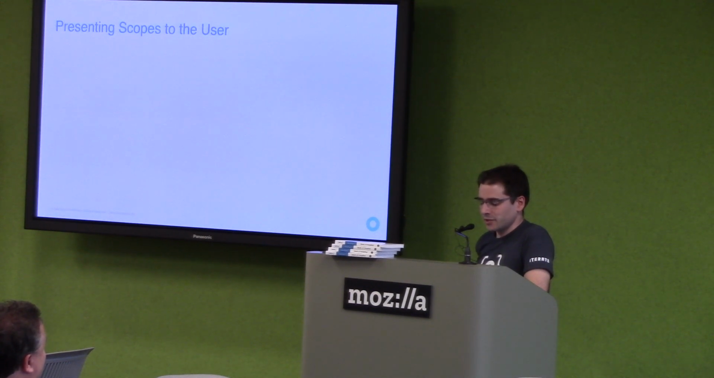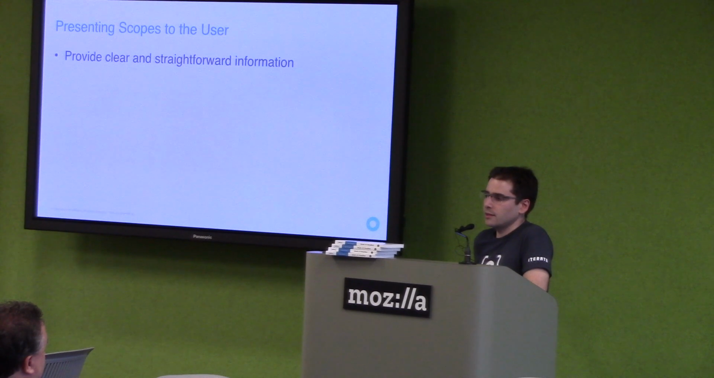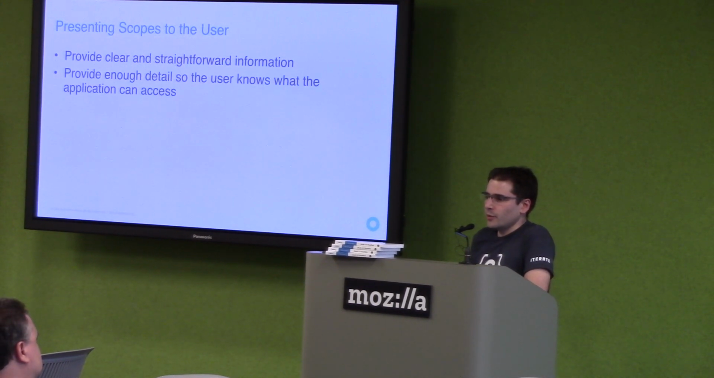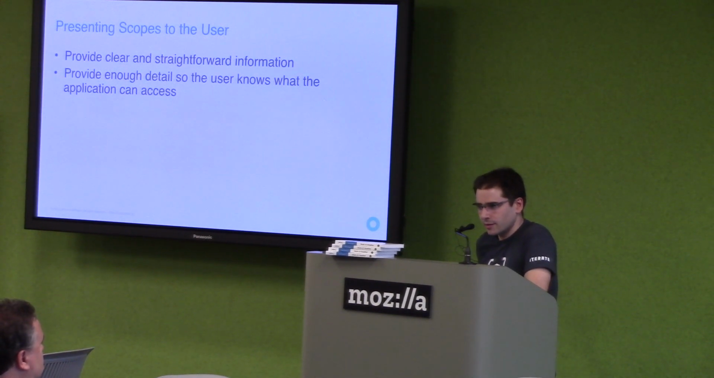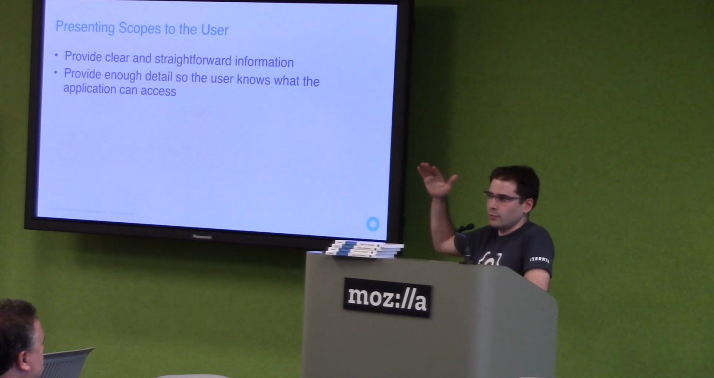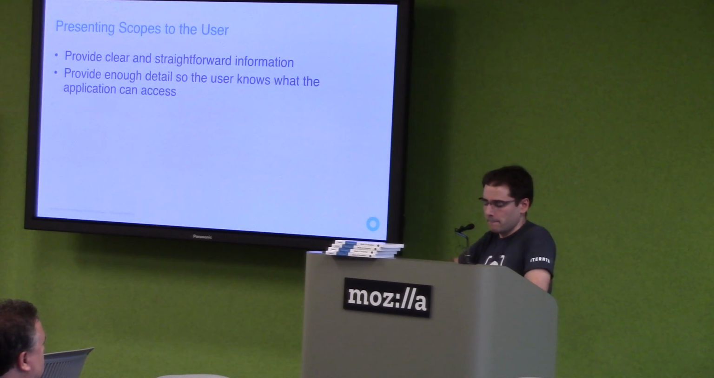When the service is actually going to present the scopes to the user, there's a tricky balance to strike here between providing the information about the scopes without overwhelming the user. You want to make sure that the users actually understand what is being granted to the application, but you don't want to give them a wall of text so that they just click OK.